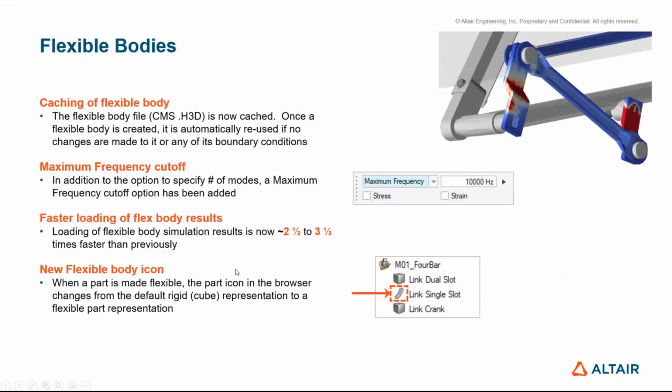We've made various improvements to the handling of flexible bodies. First off, we are now caching the flexible body. In the first release we had with flexible bodies in Inspire Motion, it was recreating the flex body each time you went in to run a flex analysis. So this was fairly inefficient. So now we're caching the H3D or the flex body, and it's only regenerated if there's a change to the part itself or any of its boundary conditions.